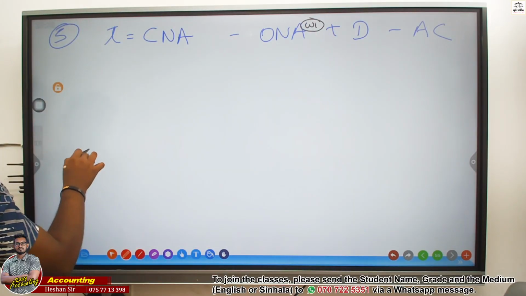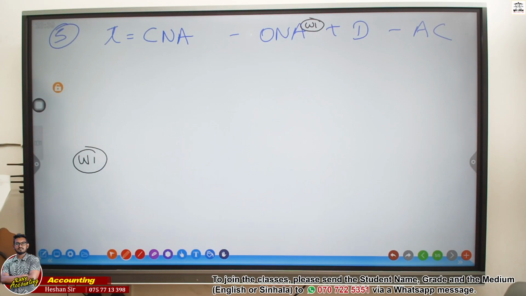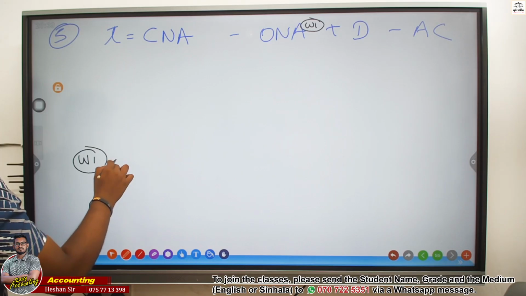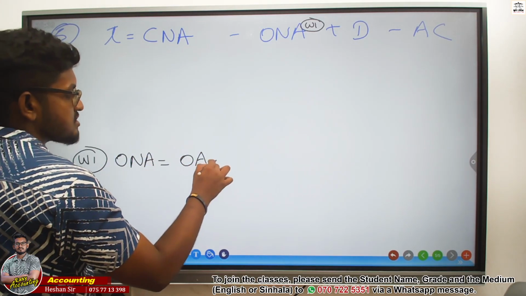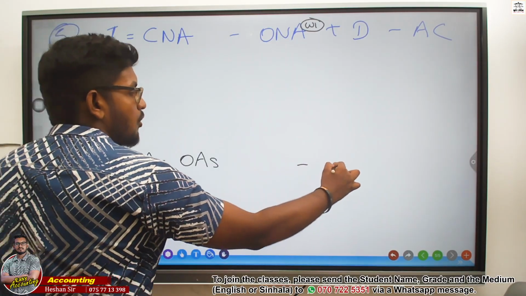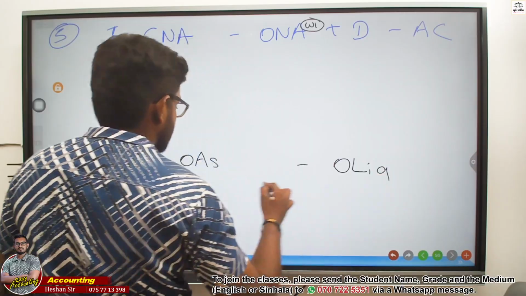In working number 1, we can calculate opening net assets. How to calculate the opening net assets? Opening net assets equal opening assets minus opening liabilities.